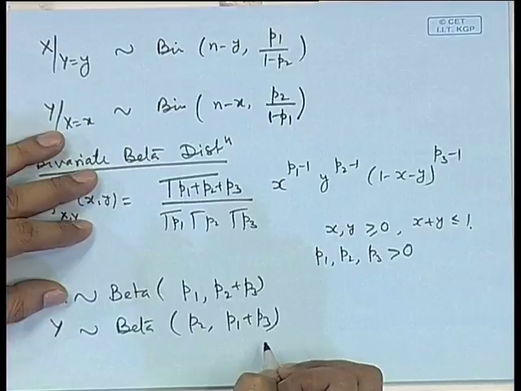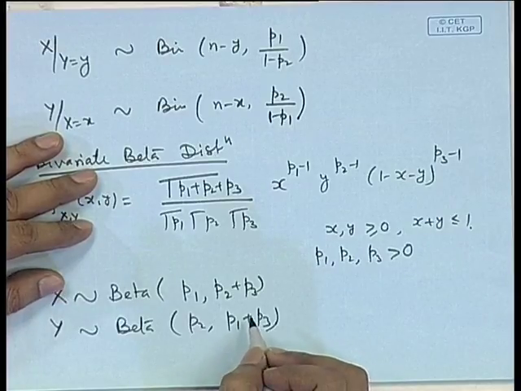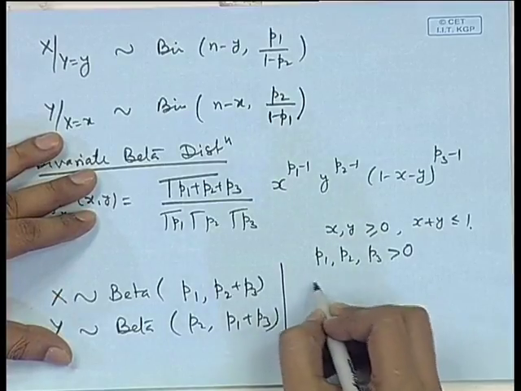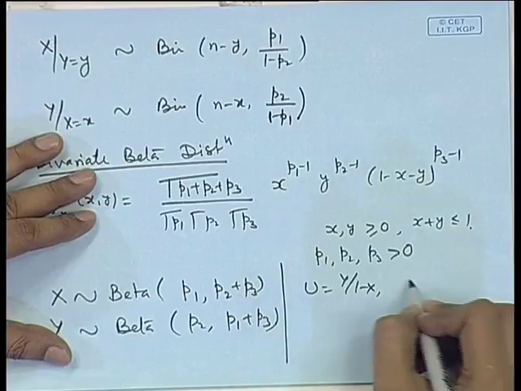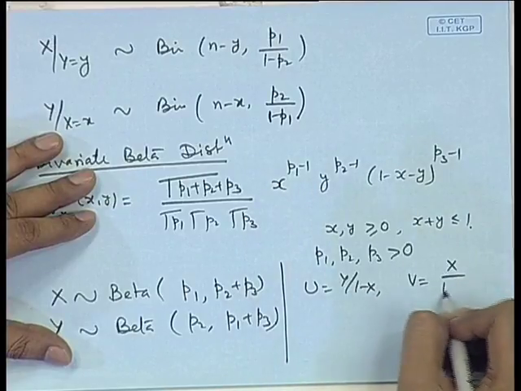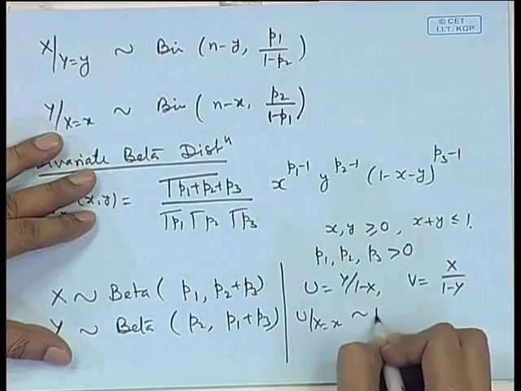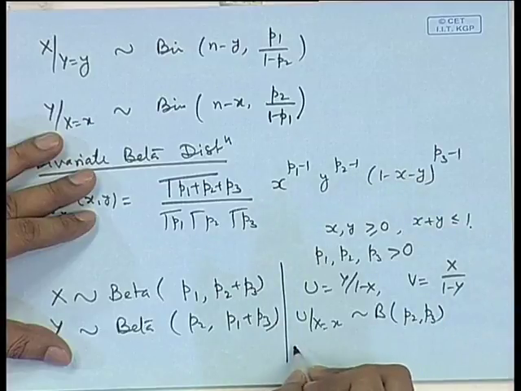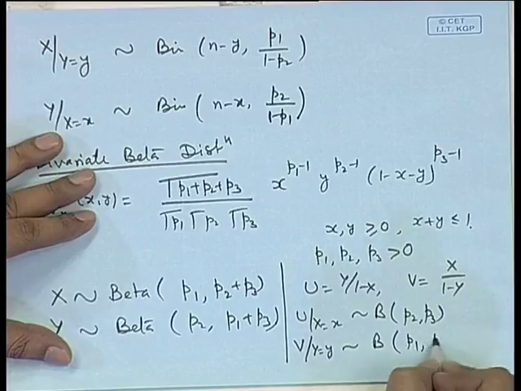The conditional distributions are also beta with a little scaling. For example, if I consider u equal to y divided by 1 minus x, or v equal to x divided by 1 minus y, then u given x equal to x follows a beta distribution with parameters p2, p3. If we consider v given y, that follows a beta distribution with parameters p1 and p3.